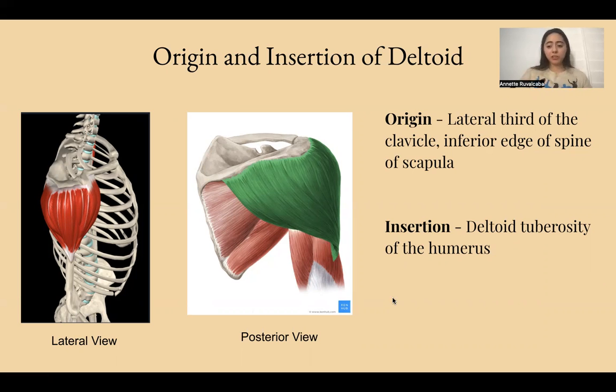And then the insertion is located on the humerus, specifically on the deltoid tuberosity of the humerus. And as you can see from the lateral view, it is on the lateral side of the humerus.